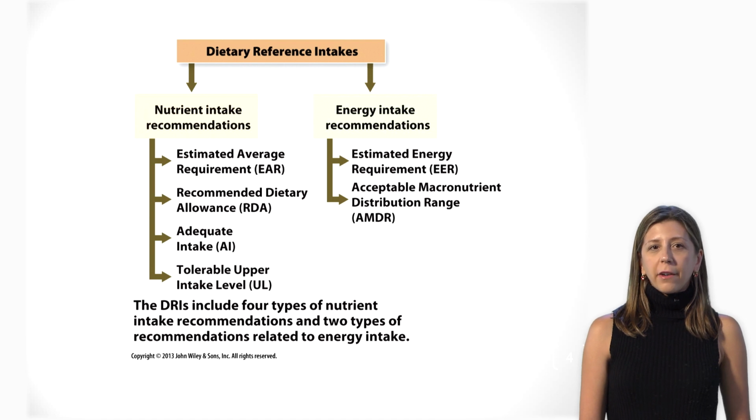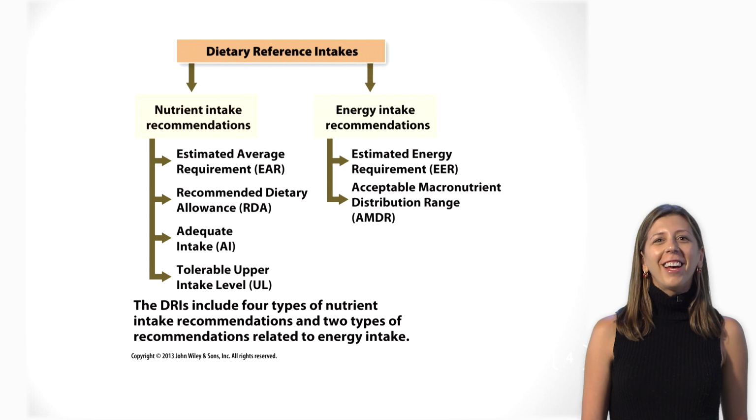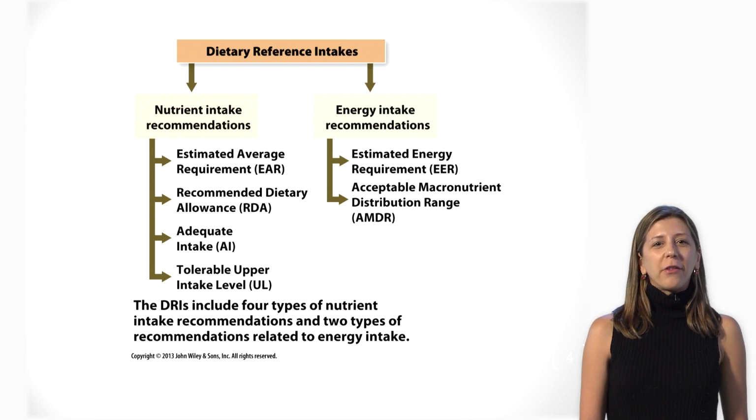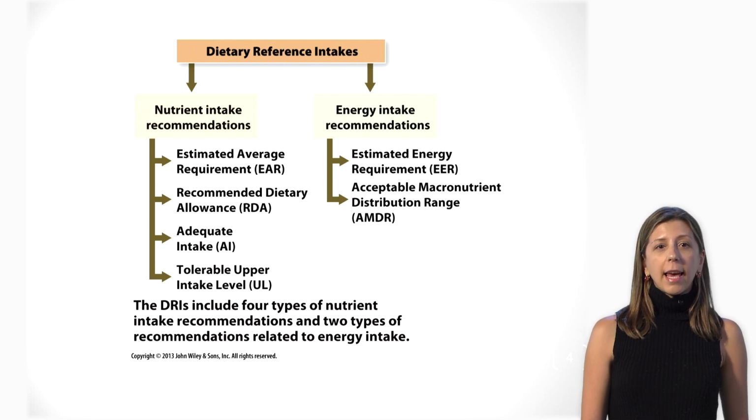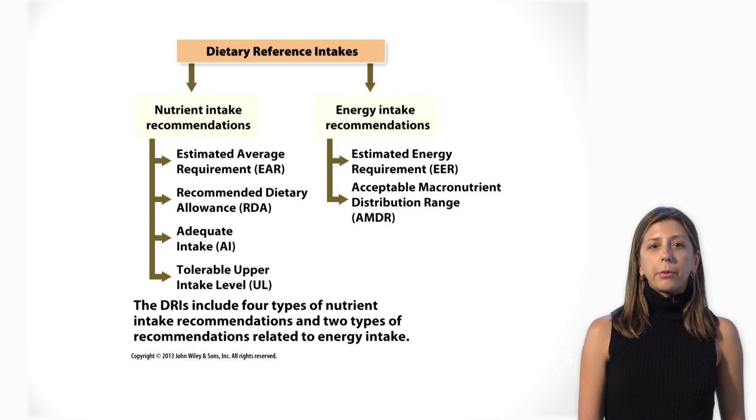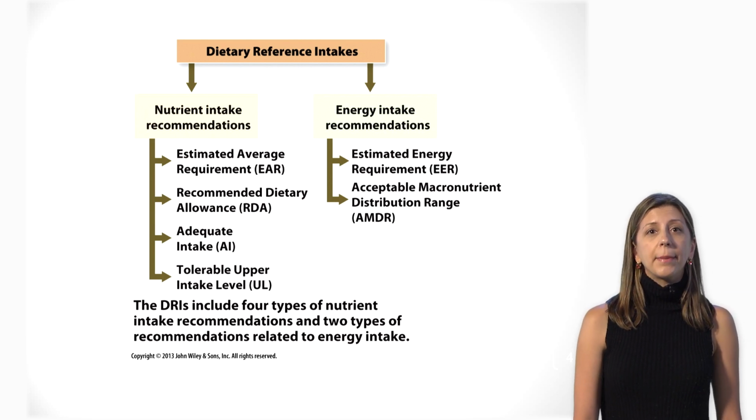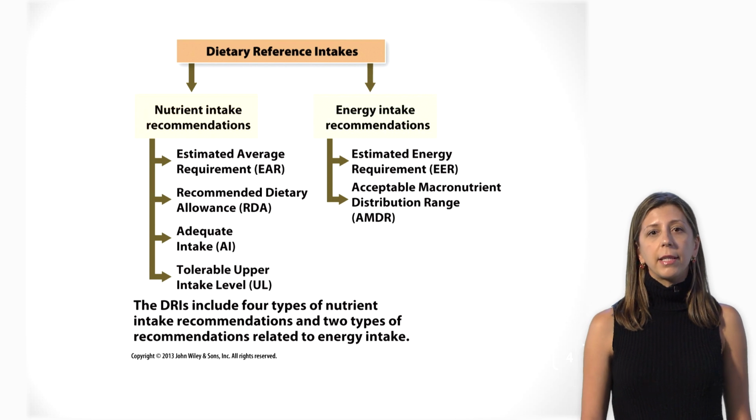So within the DRIs, like I mentioned, you have 4 nutrient intake recommendations. These are referred to as the estimated average requirement, or the EAR, not the ear, but the EAR, the recommended dietary allowance, the RDA, an adequate intake, AI, or the tolerable upper intake level, the UL. On the right hand, you'll see that within the DRIs, we also have energy intake recommendations.